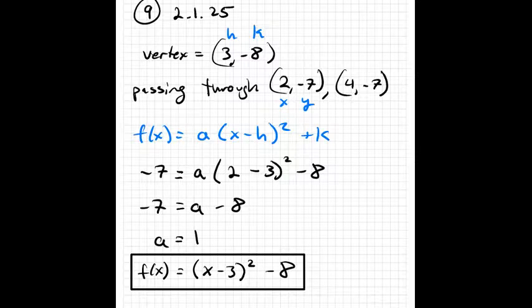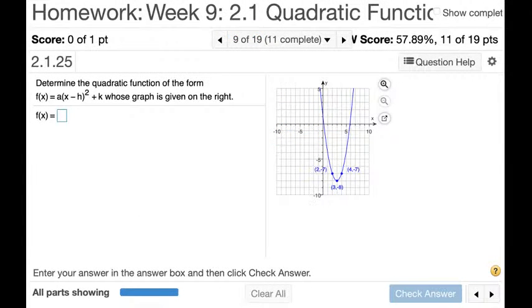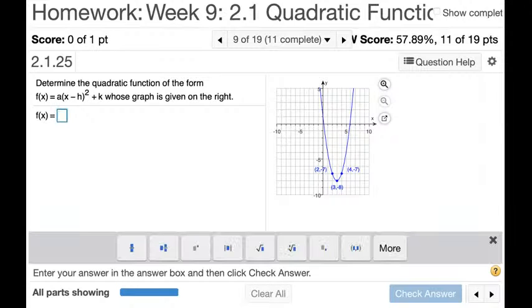So I'm going to submit this into Pearson. So let's hop over to Pearson. We got x minus 3 squared minus 8.